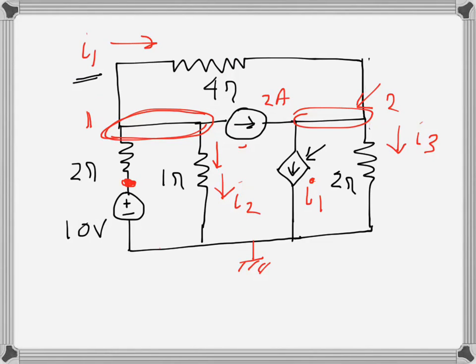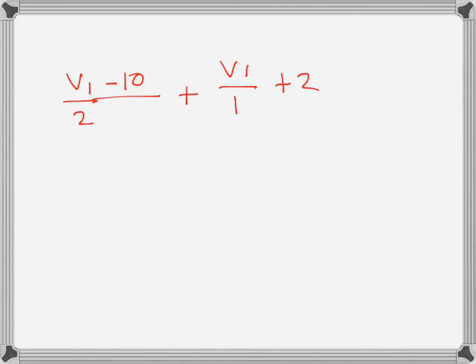And the last term is this current, which is I1, but I will write it in terms of (V1 minus V2) over 4, like that. In terms of V1 and V2 I'm writing. So that's this equation here.